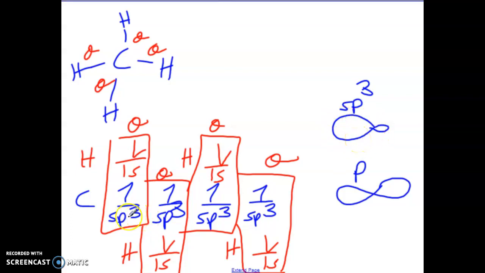So what that means is these 4 sp3 orbitals, what it looks like is essentially this. So each one of these lobes, I'm going to draw it bigger so I can actually write inside. Each one of those lobes is an sp3.